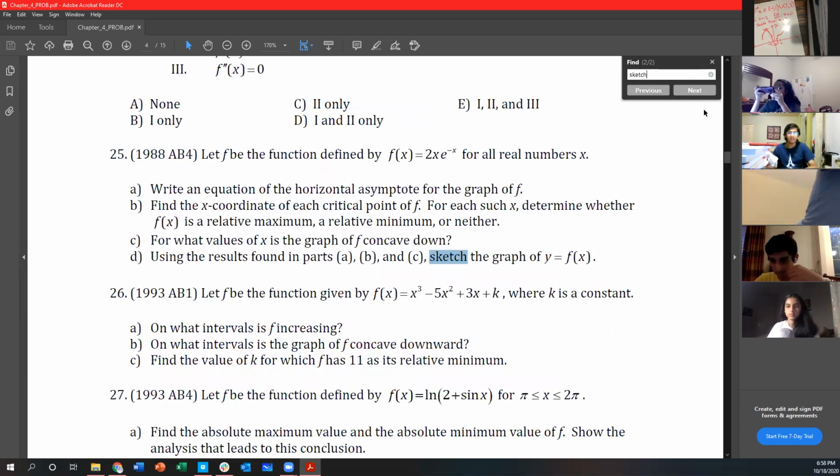1988, AB, Calculus AB. Okay, is this okay? Can I erase?